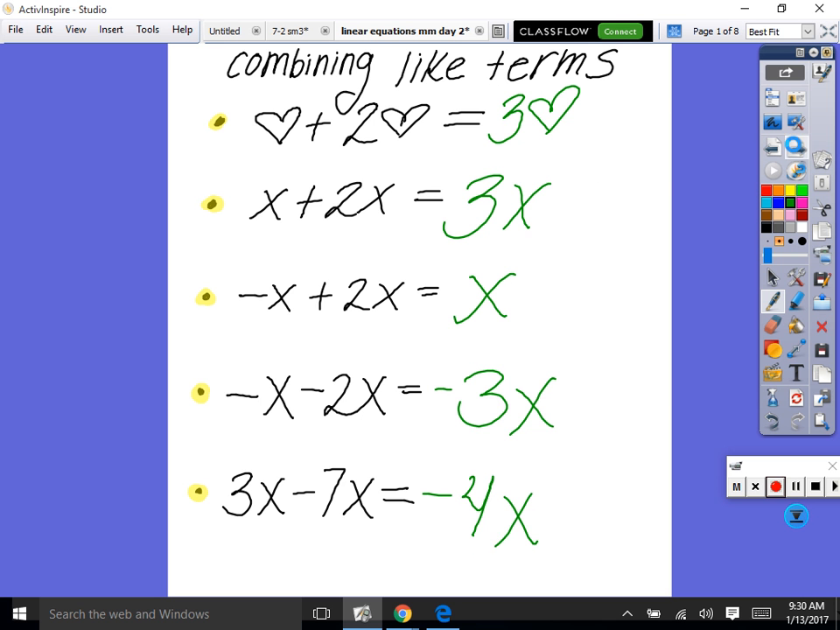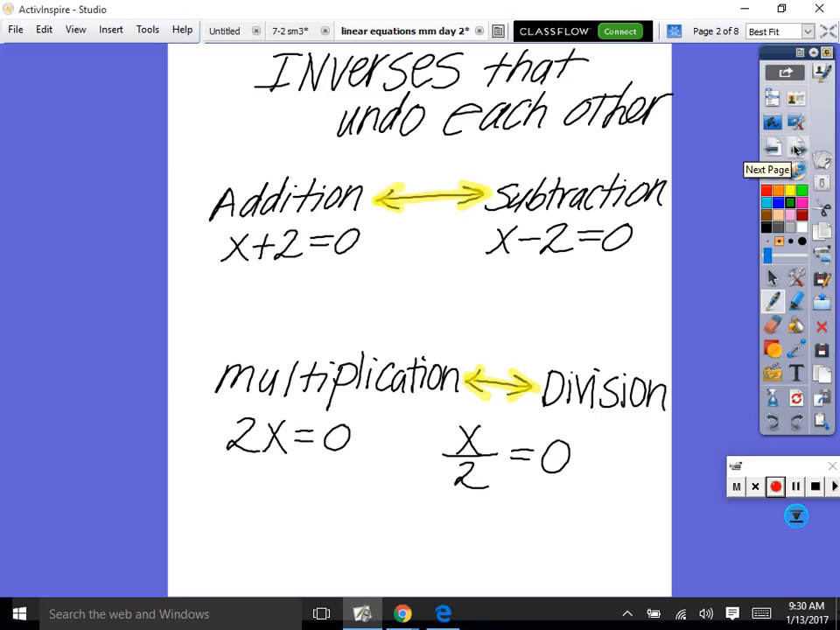Okay. Cool. Now, inverses undo each other. An inverse is something that undoes something. So everybody, addition undoes subtraction, and subtraction undoes addition. We're going to be solving by applying inverses. When I say apply the inverse, that means undo it. So I'll say that again. Addition undoes subtraction. Subtraction undoes addition.